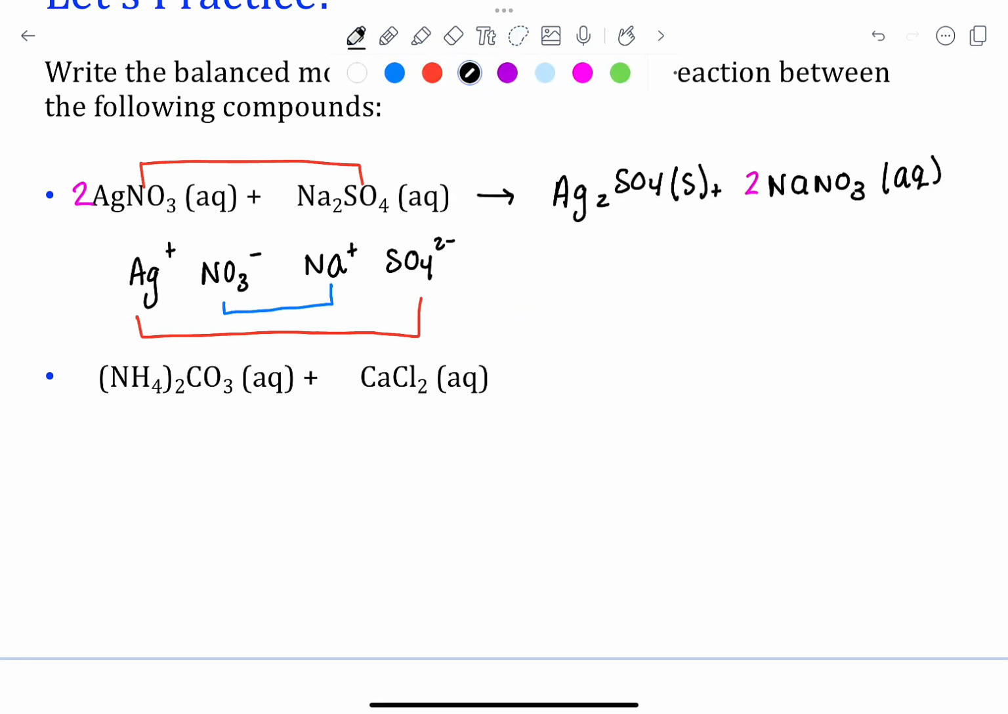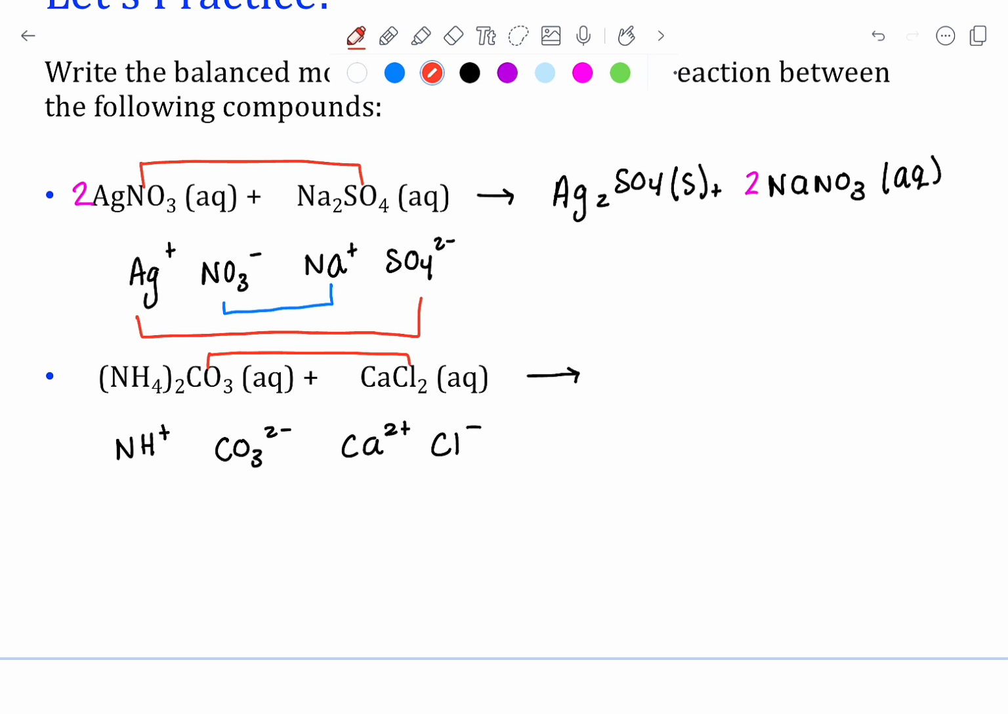Okay, we have ammonium carbonate and calcium chloride. So we are going to swap our anions here. And we are going to have, let's see, NH4 plus, CO3 2 minus, Ca 2 plus, and Cl minus. Remember, all of those charges come either from the periodic table or from the polyatomic ion charge itself.